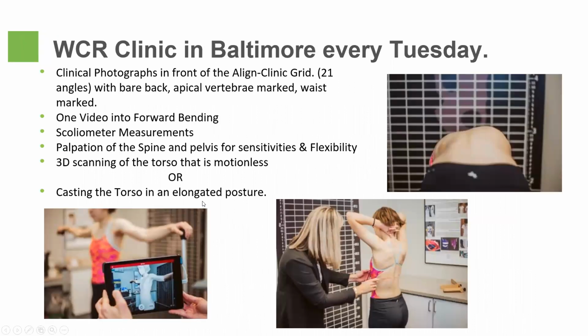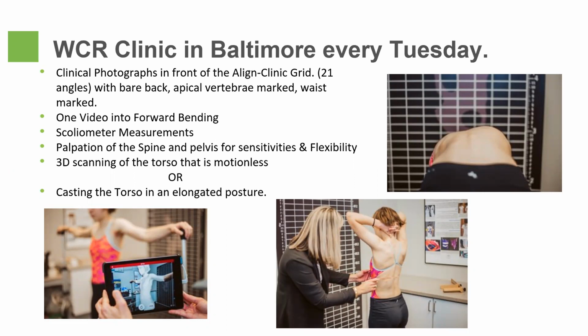The next one here, the Wood-Cheneau Rigo Clinic, again, is here in Baltimore every Tuesday. At that appointment, if you want to tell a patient or share with them what you know is going to occur, we do clinical photographs in front of our Align clinic grid. And you can see that in the picture on the right side. We do 21 angles totally, but we must have a bare back with the apical vertebrae marked and the waist marked, so that if we have any pelvic obliquity or pelvic translation in a forward bending motion, I can see it also in the picture.